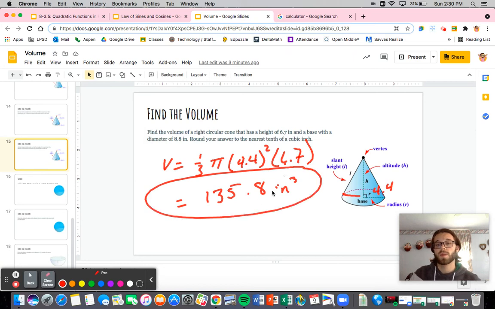All right. So again, same sort of concept. You just need to be careful with what they're giving you. If they give you the radius, you're good to go. You just plug right in. If they give you the diameter, just divide it by 2. If they give you the circumference, that's a little bit more work.